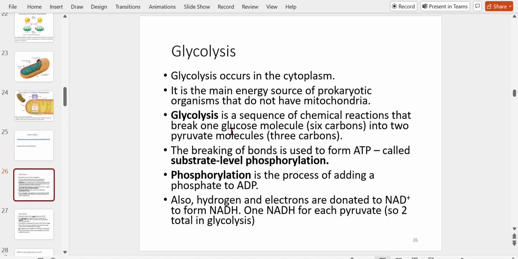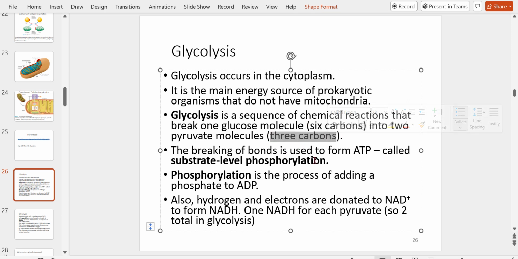So just going back in here, glycolysis occurs in the cytoplasm. It is the main energy source of prokaryotic organisms that do not have mitochondria. So prokaryotic organisms that don't have mitochondria, this is all they have, glycolysis. It's very ancient. The amount of ATP is not great, but if you're a bacteria, hey, it works for them. It is a sequence of chemical reactions that breaks one glucose molecule, 6 carbon, into 2 pyruvate molecules, 3 carbon. The breaking of bonds is used to form ATP.